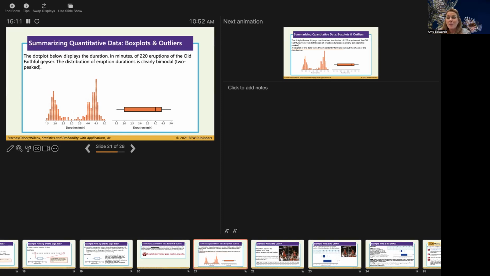But when we look at that box plot, we don't see that. We don't see that, ooh, there's a dip around 3 minutes. We don't see that at all. Okay.